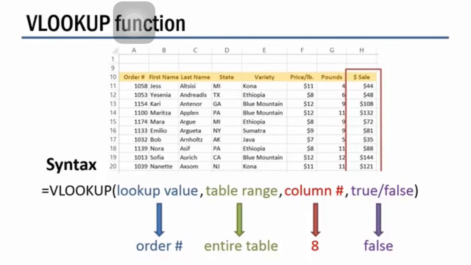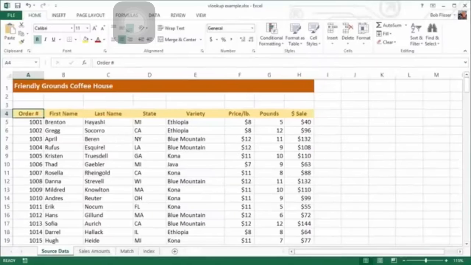TRUE means an approximation is okay. Now, there are times when an approximation is all right, but when we're looking at order numbers, and when we want to plug in an order number and find the sale amount of that order number, we really don't want an approximation. And then, of course, we close the function with a matching parenthesis. One other thing.